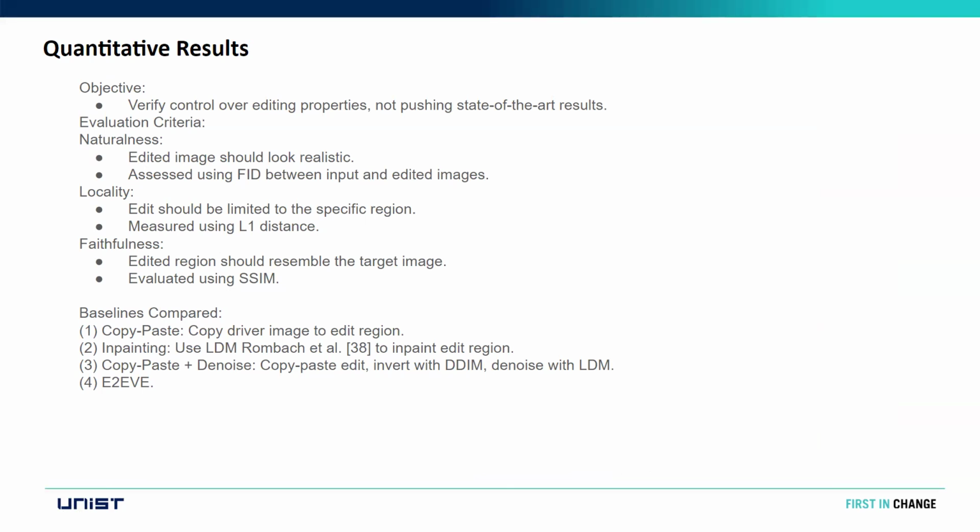For the quantitative result, the objective is to verify whether it can control the editing properties, both the structure and the appearance, and they don't aim to be the best one. The evaluation criteria are naturalness, locality, and faithfulness. They have the evaluation metrics here. FID is for whether the edited image looks realistic. L1 distance is for whether the edited region is the specific one. And SSIM is for whether it resembles the target image.